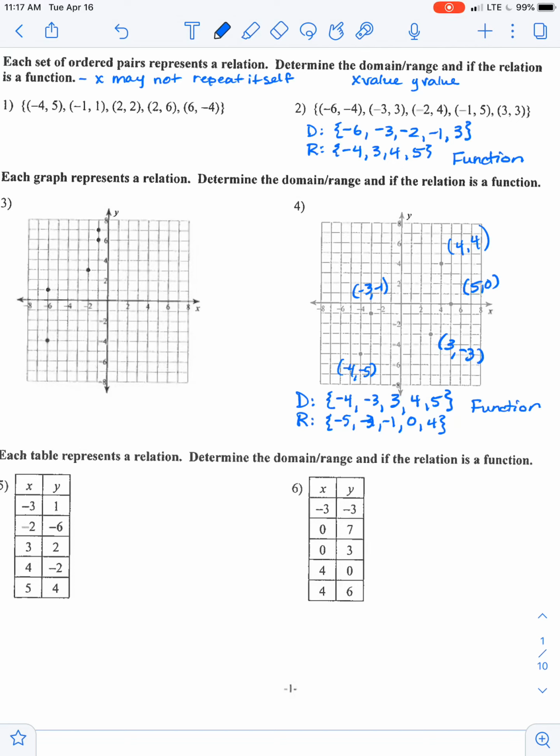Now, another way to determine whether or not it's a function, I'm just going to take my points off, okay? Another way to determine if it's a function is what we call the vertical line test. And if I can draw a vertical line through any points, it's not a function. So, again, I would just draw a line through the points. And as you can see, it didn't go through any 2 points. So it does not fail the vertical line test. It is a function.